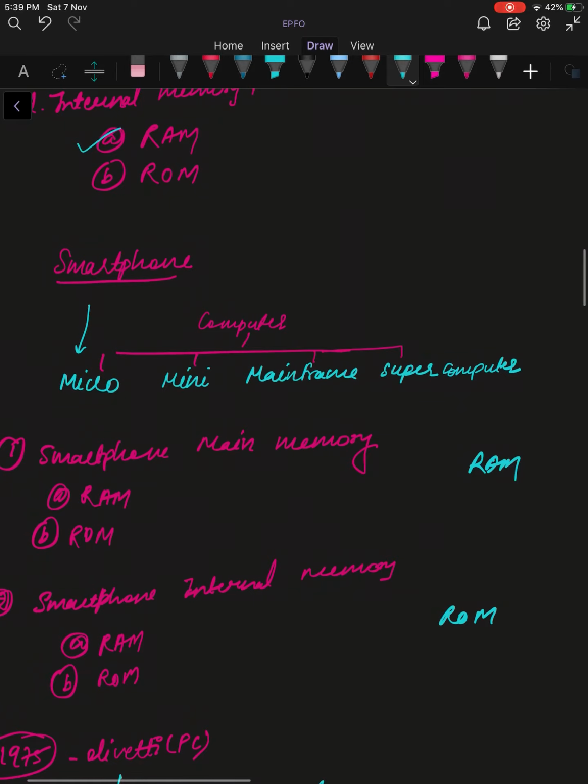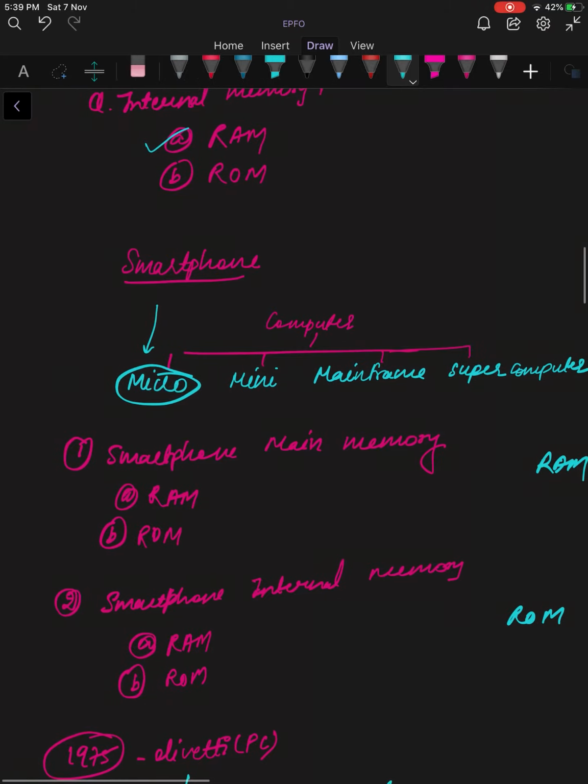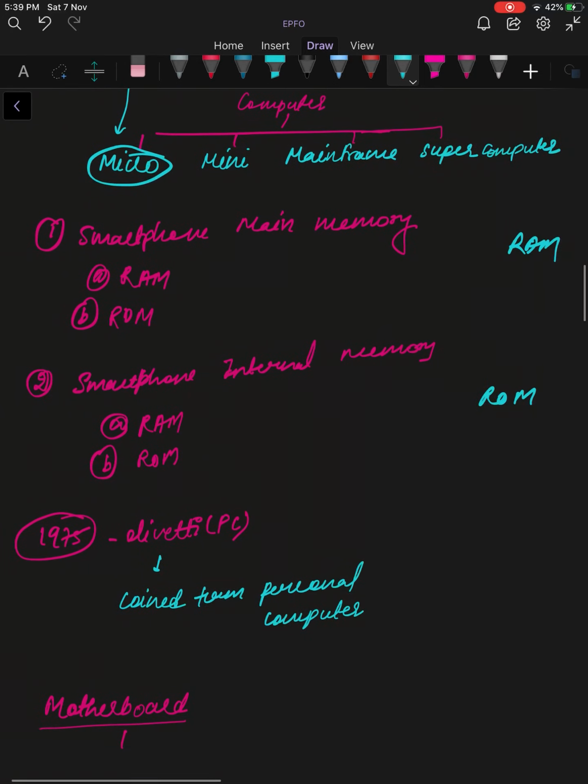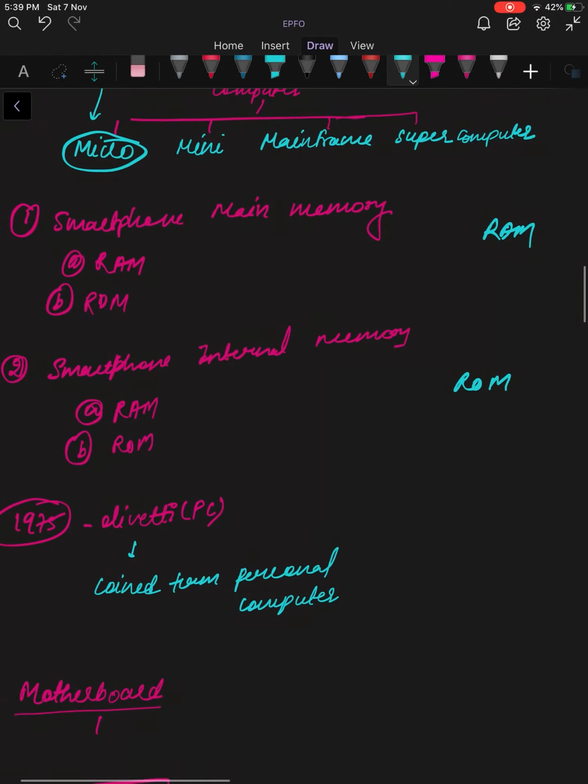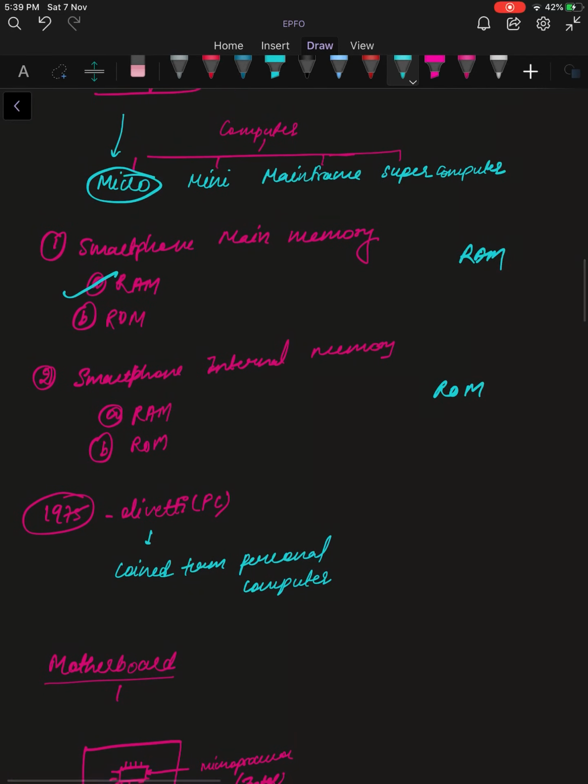Now we'll talk about the smartphone. A smartphone is a type of microcomputer. So there are many types of computer: micro, mini, mainframe, and supercomputer. So a smartphone is a microcomputer. Okay. So what is the main memory of a smartphone, or what is the main memory of a microcomputer? The question they ask is, what is the main memory of a smartphone or the main memory of a microcomputer? So the answer will be RAM.